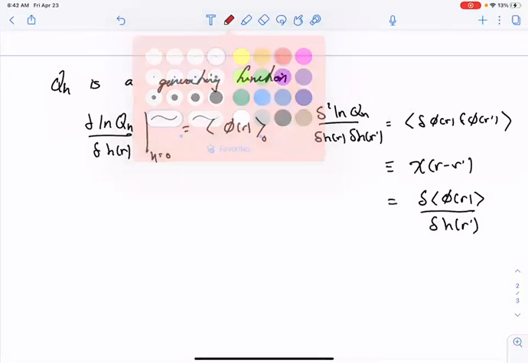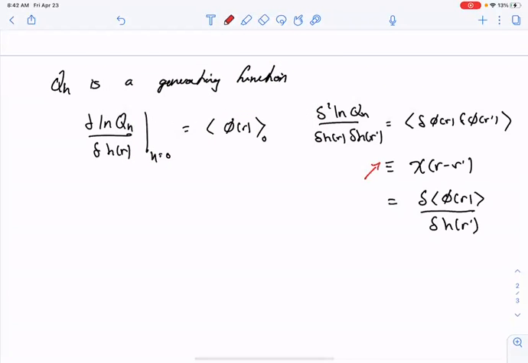This is why people often refer to chi as the non-local susceptibility, because it tells you how the order parameter field phi is susceptible to a perturbation non-locally over at position R prime.